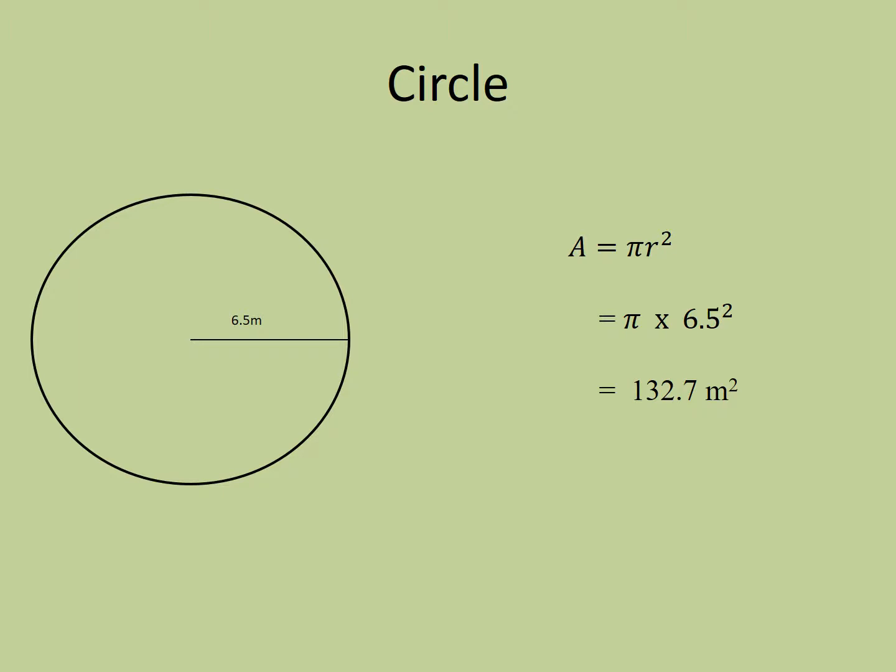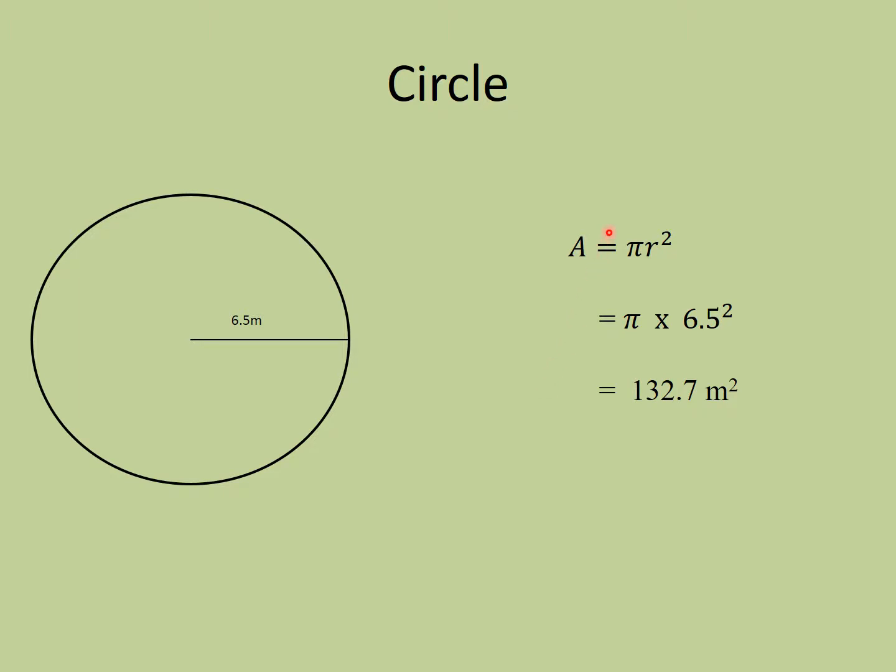Area equals pi r squared, which is pi times the radius squared. As always, second line, swap the letters for the numbers. Pi is not a letter, it's a number, so we leave pi there. You've got a pi button on your calculator, so we can just leave pi there, times the radius, which is 6.5 squared. That's exactly what you type into your calculator, and your answer is 132.7 meters squared.